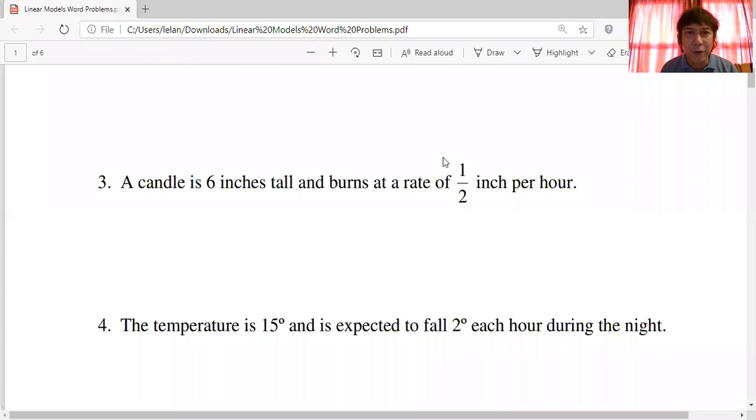So for our answer, we shall recall the equation that we had before. So this starts with H. This has a negative slope because the output goes down. It's a decreasing function. So this is negative 1/2, if you can still recall it, and I placed it this way, the negative 1/2 times time, and then plus the starting height 6 inches there.